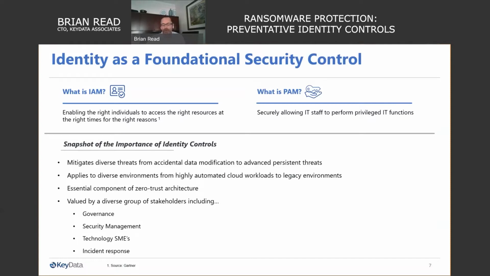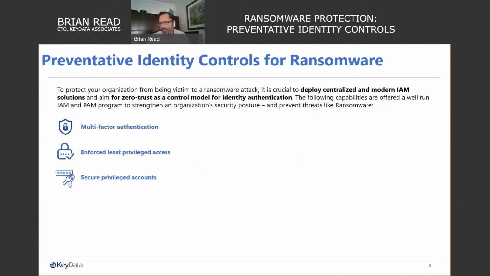Identity controls have been around forever. They were just as relevant in the 70s mainframe environment as they are in highly automated cloud workload environments. So identity is really a foundational control in the past and in the future for your organization. And that's why a diverse group of stakeholders at your organization are probably quite interested in improving identity, because everybody has a stake in better identity controls. With respect to ransomware specifically, I identified 3 different areas right away where we can apply good identity controls to help prevent ransomware. I'll talk about each of those in turn.